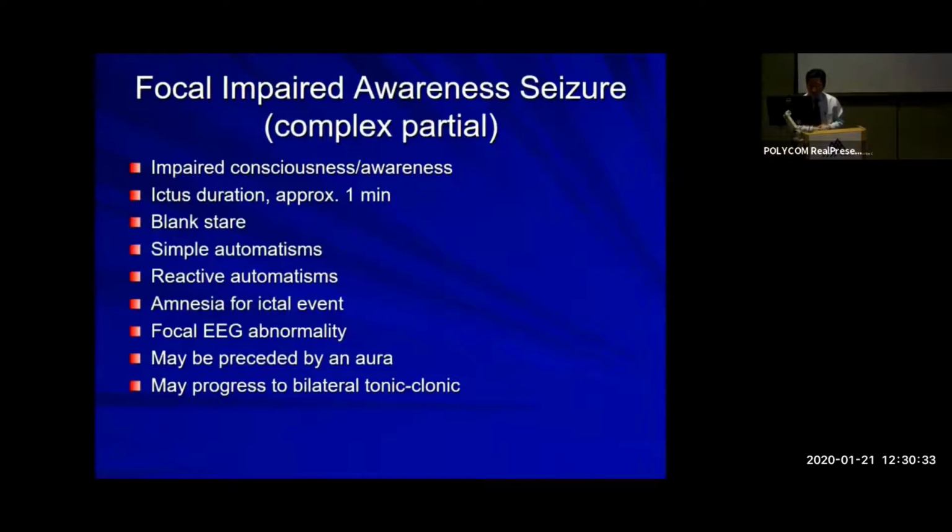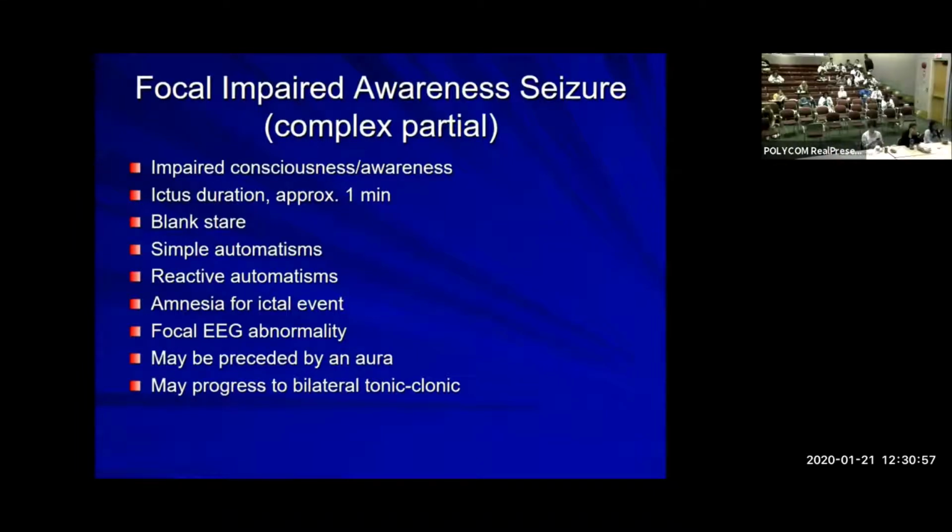Focal impaired awareness seizures, the old complex partial seizures. By definition, you have to have impairment of consciousness or awareness. They could completely blank out, be completely amnestic for the episode, or they could be just a little bit slow. So they're not responding normally, but they can still respond. They're just a little bit not right. So any degree of impairment would flip it into this diagnosis.